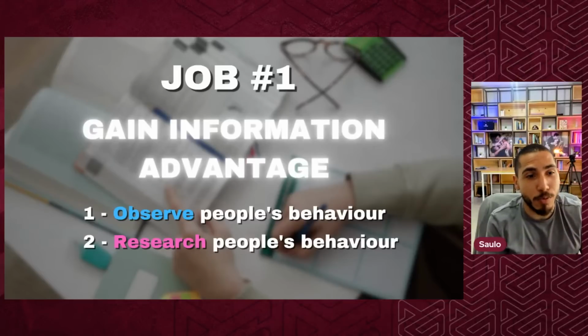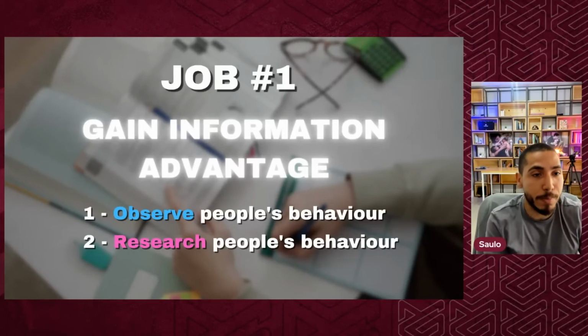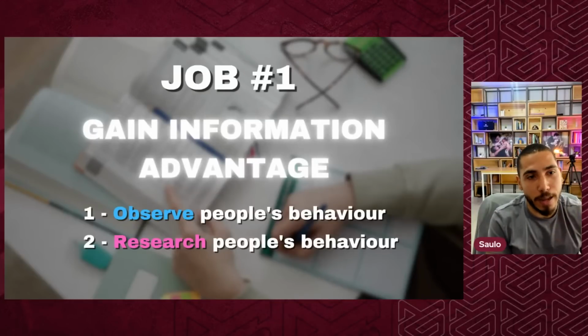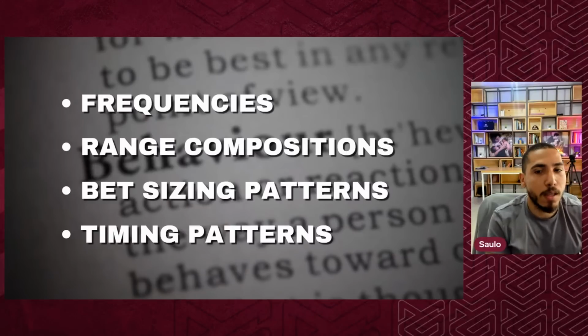When you're playing, you're going to have multiple tables, you're going to have multiple distractions. You have a constraint on the time you have to act, right? So you don't have infinite time to look for information to make a decision. So it's when you research people's behavior that you actually gain information advantage. You have to separate some time to actually research how people are playing. So this means things like frequencies, range compositions, bet sizing patterns, timing patterns, and a lot of other things that I could name here that will allow you to get some information about how people are constructing their ranges.